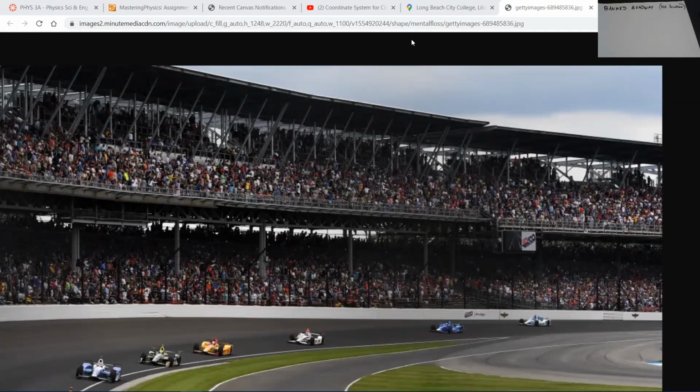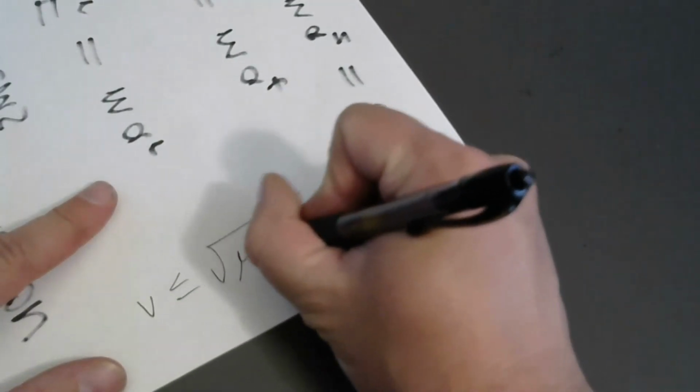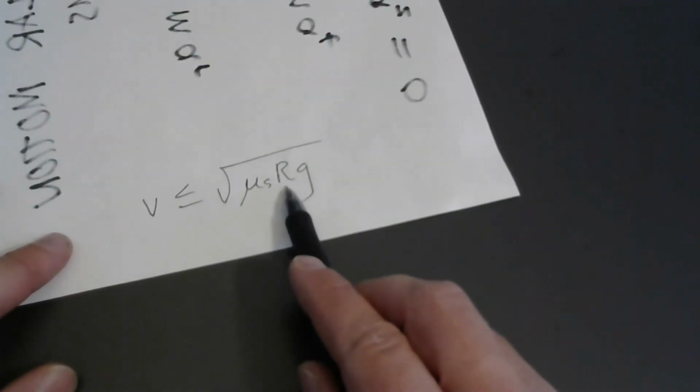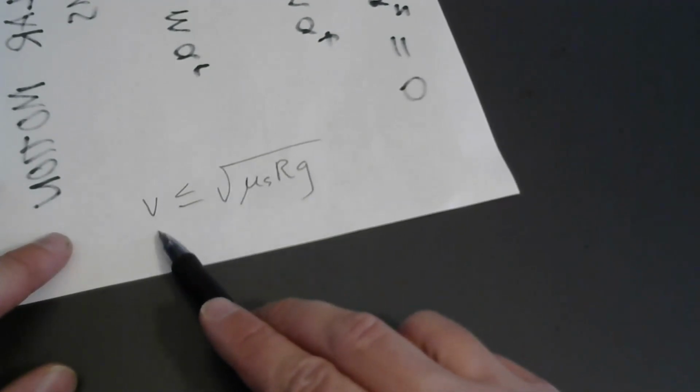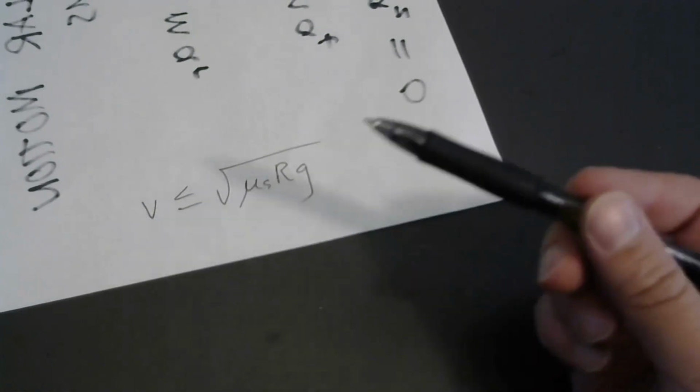Well, let me go back to the equation we just came up with. I'll have to rewrite that. We found that your speed needs to be less than or equal to this expression. And I'm suggesting even if you put in the radius appropriate to the raceway at the Indianapolis 500, you would still find a speed much lower than the actual speed at which those cars drive.